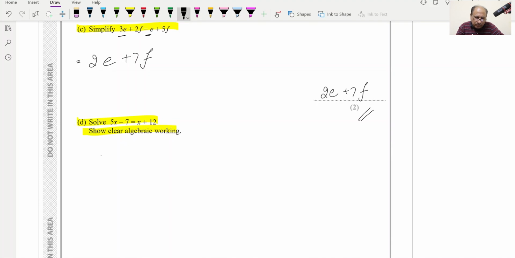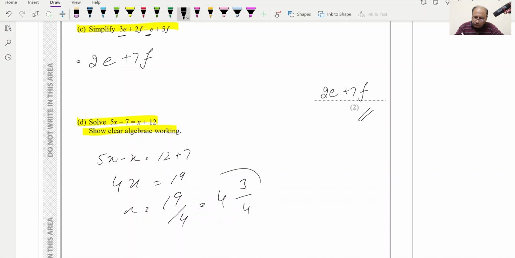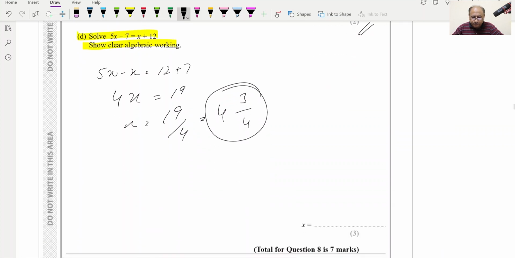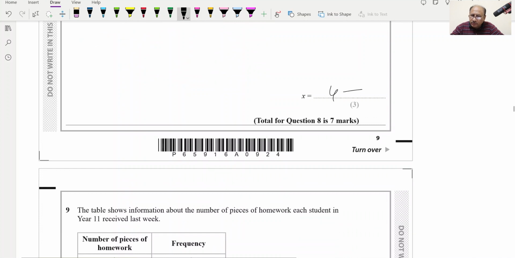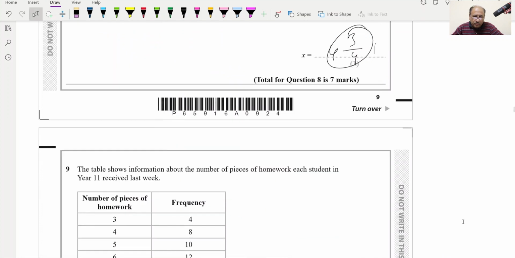So x will shift to the other side. 5x minus x is equal to 12 plus 7. So this will be 4x is equal to 19, and we can write x is equal to 19 over 4, and 19 over 4 will be 4 fours are 16 and 3, so 4 whole 3 by 4. This will be the answer over here. This one is done. Now question number 9.